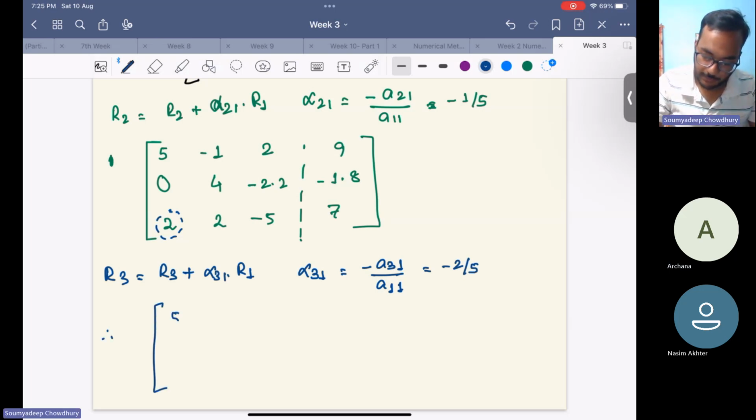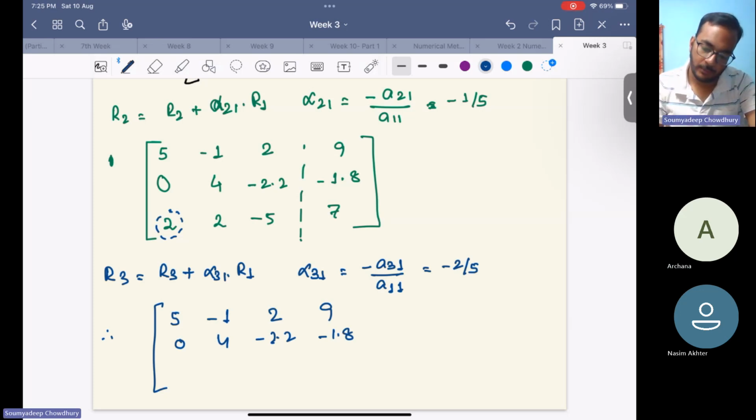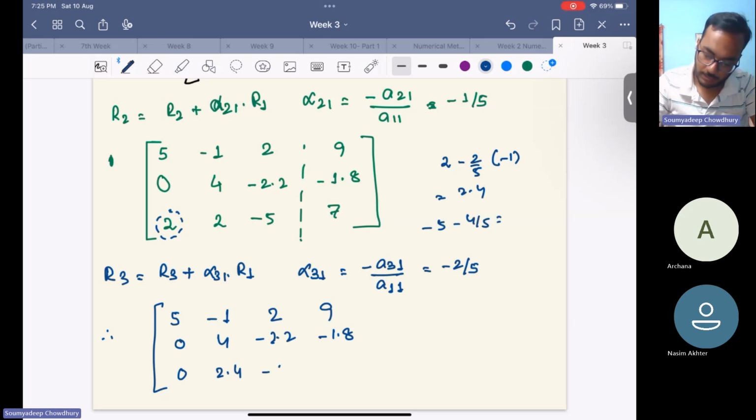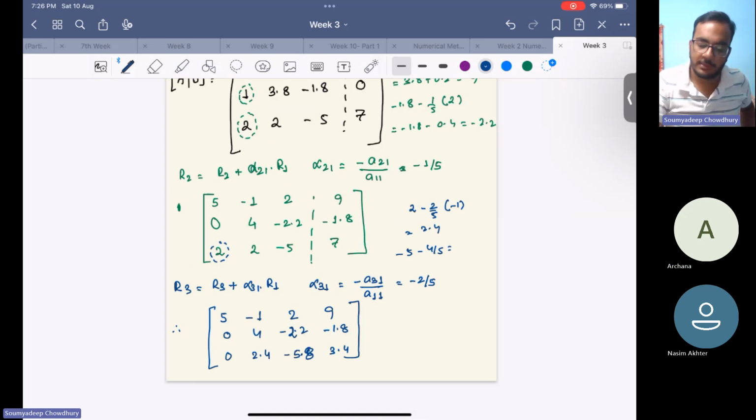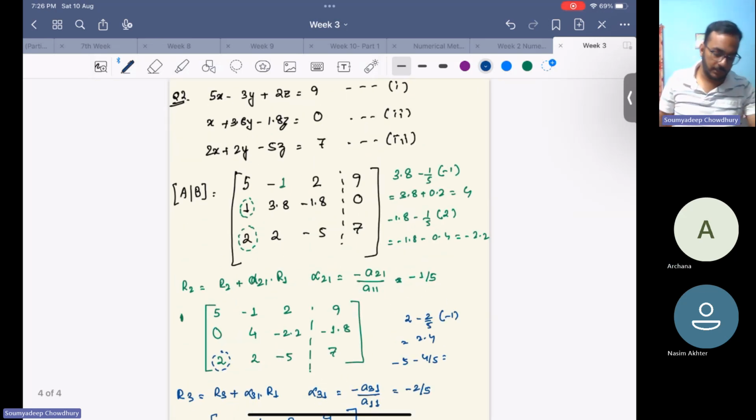So this will finally be 5, minus 1, 2, 9; 0, 4, minus 2.2, minus 1.8; 2 minus 2, 0. This will be 2 minus 2 by 5 into minus 1, 2 plus 2.4. This is 2.4. This will be minus 5 minus 4 by 5, minus 5.8. 7 minus 18 by 5 is 3.6. This is after the first step. Clear? Yes, sir. So with decimals, there is nothing different. You just have to do the calculations properly, nothing else. Yes, sir.